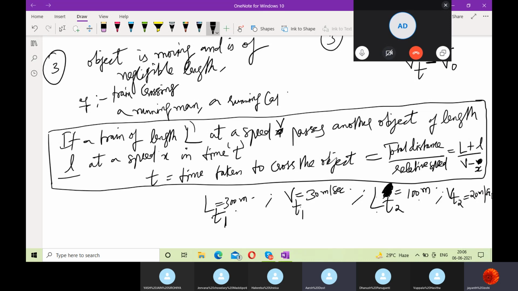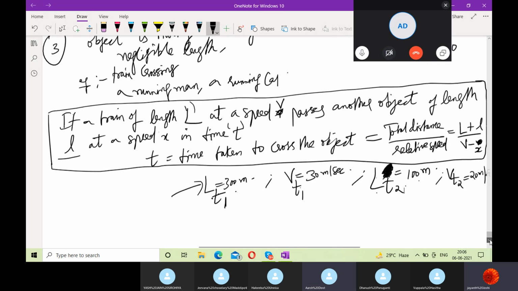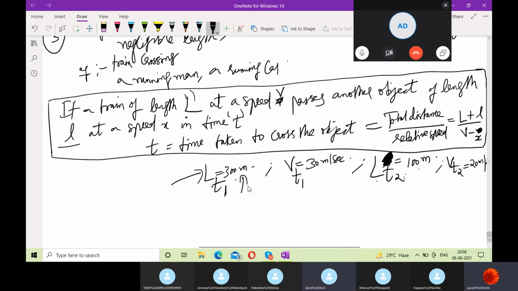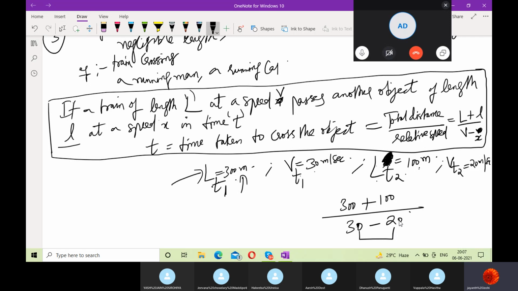Okay. Now, so now you need to find out the time taken by this train to cross this train. Okay. So how will you find out? Put the things in the formula. Length of the train 1 is 300. Length of the train 2 is 100. Speed of the train 1 is 30 minus speed of the train 2 is 20. Why are you subtracting this?